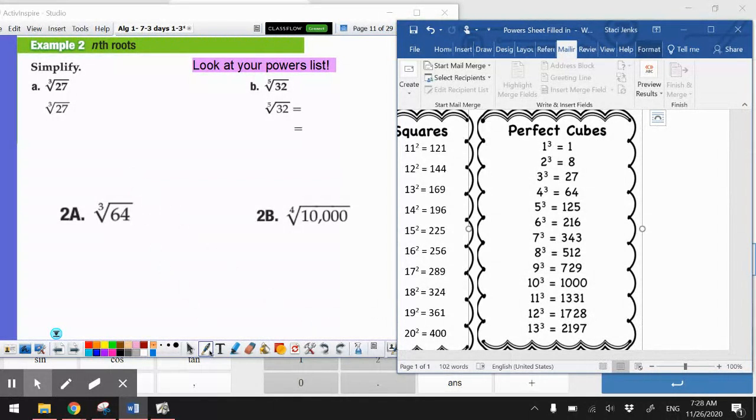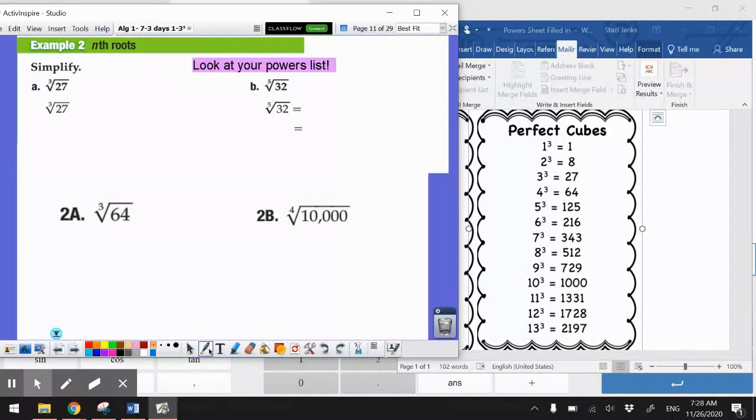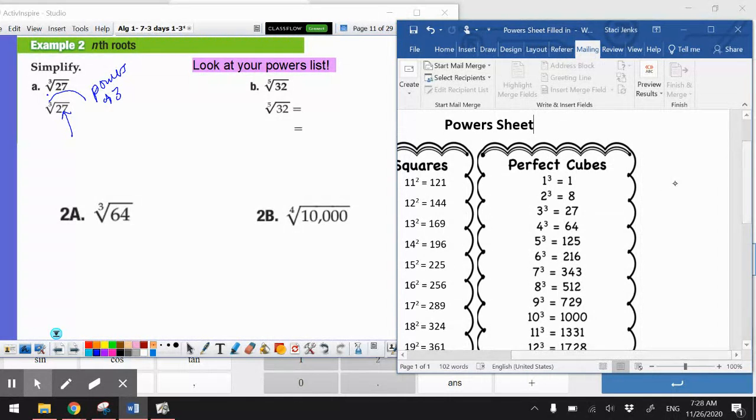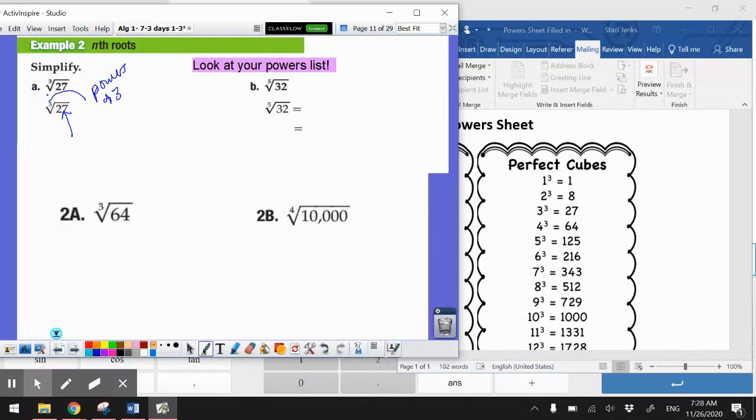Okay, so here's what I want you to do. I want you to look at your powers of 3, and I want you to find 27. And I'm looking at the powers of 3 because that is a third power. So if I look over here, I see I have 27 right there in the center. Okay, and 27 has a base of 3. So I'm looking at the big number, the coefficient. Okay, so the base of that is a 3. So the third root of 27 is 3.